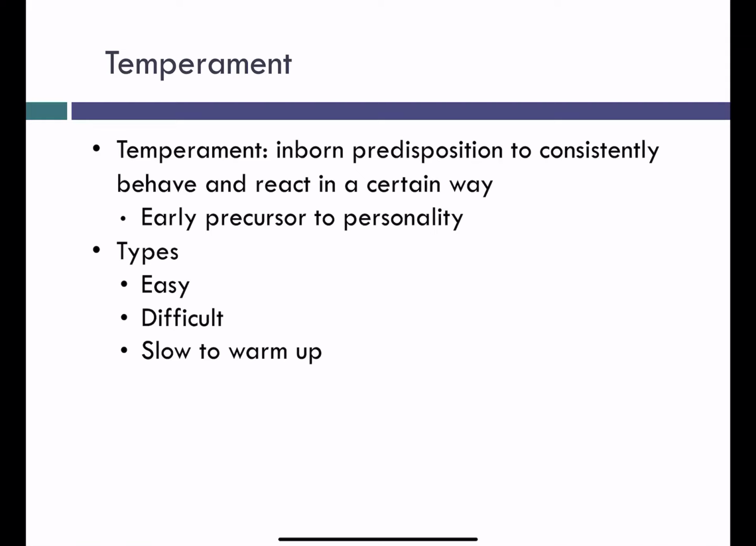So easy temperament, kids are playful, they're okay with changes to their situation, they have regular schedules, things like that. Difficult temperament children tend to react really negatively to new situations and people. They're not very adaptable and they're hard to soothe. And these kids often go on to have conduct problems later on.